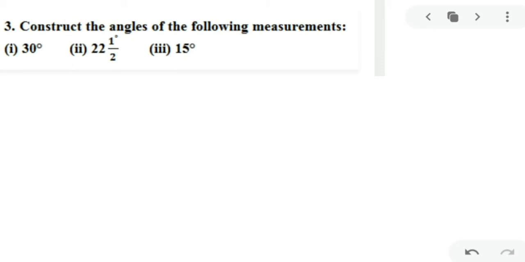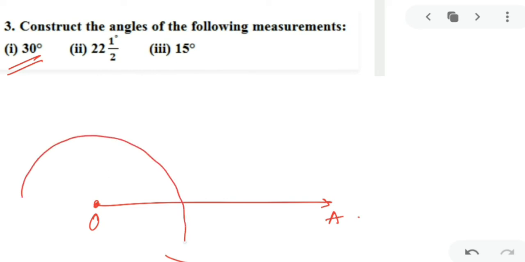Next, my dear kids, you have to construct the following angles, of which the first is 30. Now, the way we did first, OA is your ray. From OA, first you make an arc where it cuts at B, suppose. Now from B, with the same measurement, make an arc here, name it as Q. Now you will notice that if I join OQ and extend, this angle will be 60 degrees.